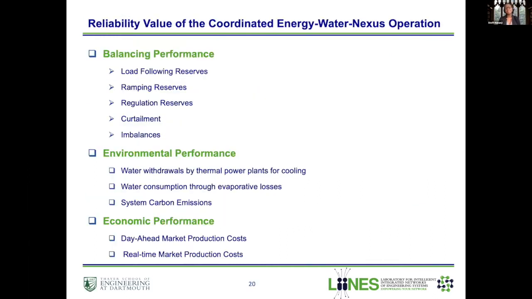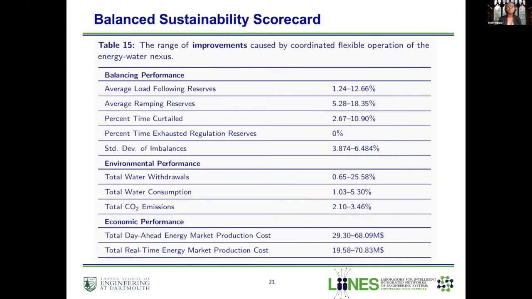in order to assess the reliability value of this flexible energy water resources, we looked at balancing performance of the grid, the environmental performance, as well as the economic performance. And we see that with the flexible operation, we're able to increase the overall amounts of load following and ramping reserves. We also reduced the amount of time curtailment was used as a control lever. And so this resulted in overall higher use of renewables.